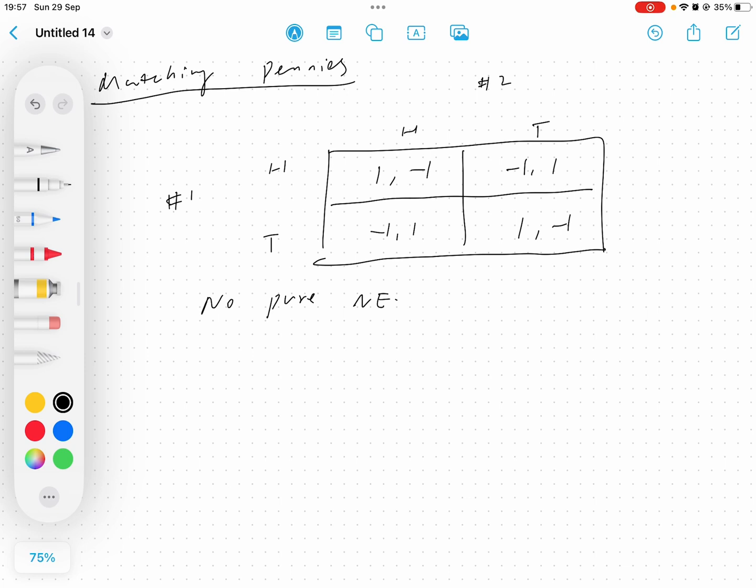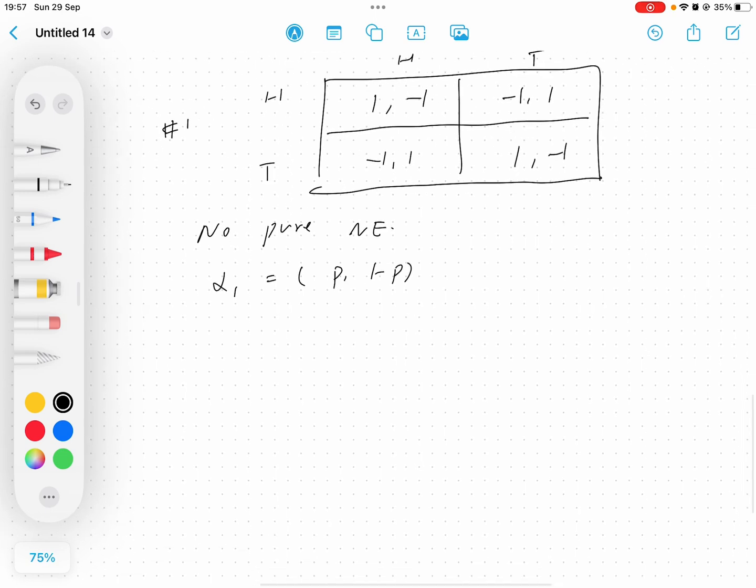So let's say alpha 1 for player 1. The probabilities for the mixed strategy for player 1 would be P and 1 minus P, okay. And later we will solve those things. Alpha 2 for player 2 would be just Q and 1 minus Q, okay.